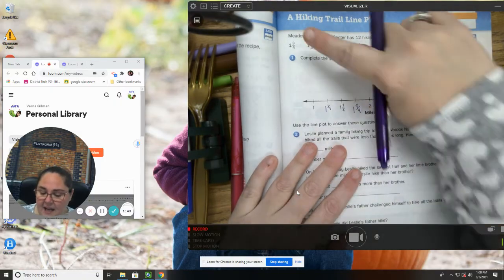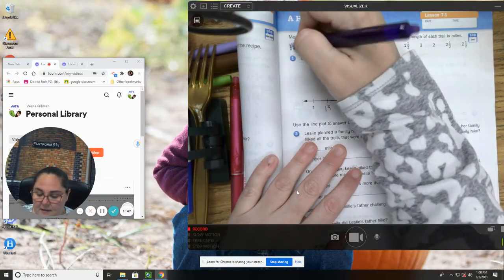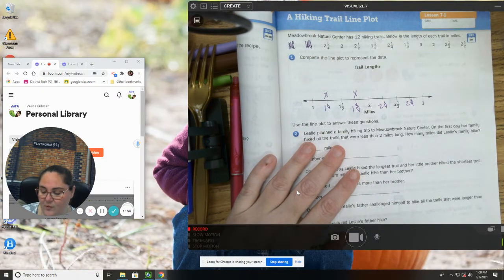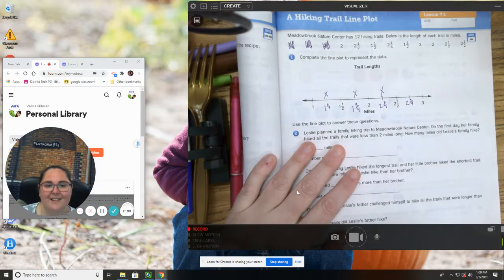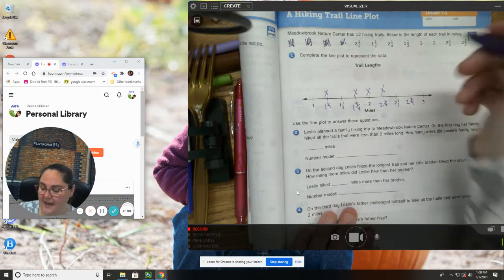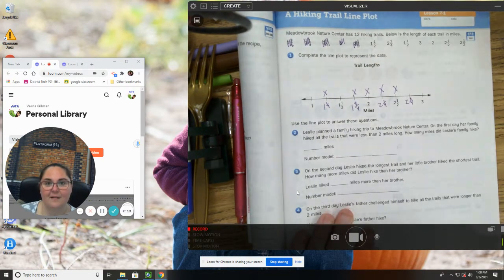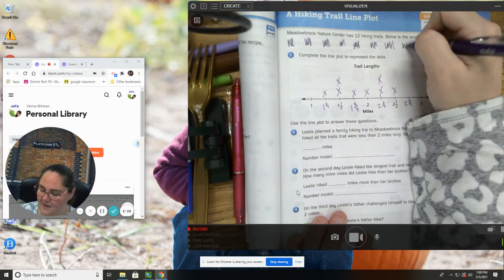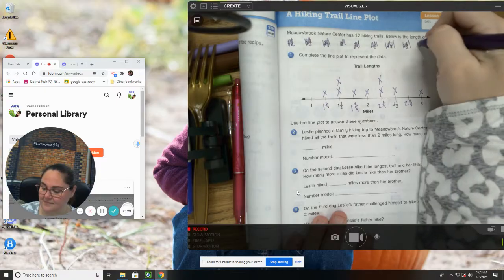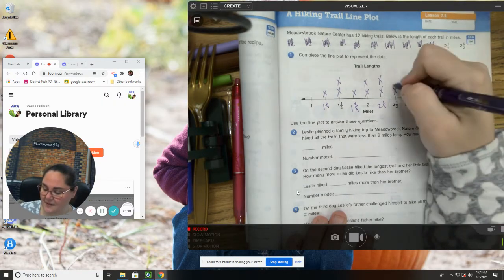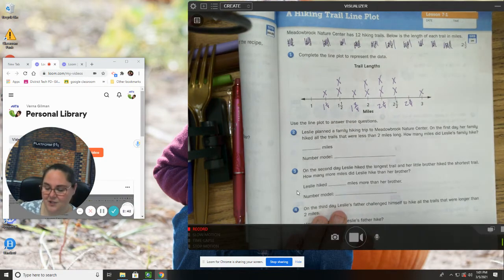All right, one number at a time. 1 and 3/4, put an X. 1 and 1/4, put an X. 2 and 1/4, put an X. 2, put an X. 2 1/2, 1 1/2, 2 and 1/4, 1 1/2, 3, 2, 2 1/2, and 2 1/2.